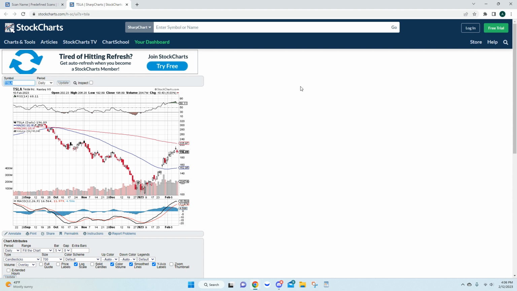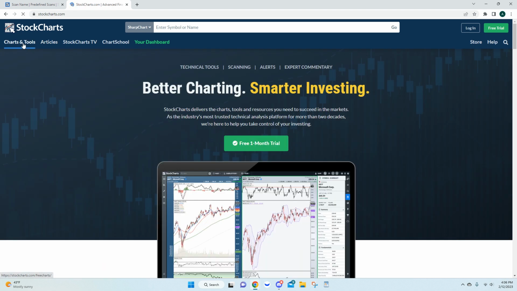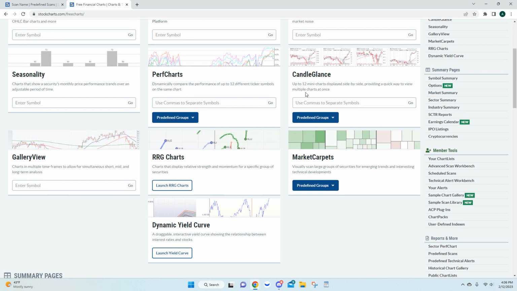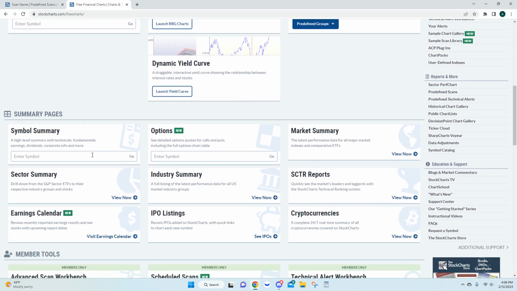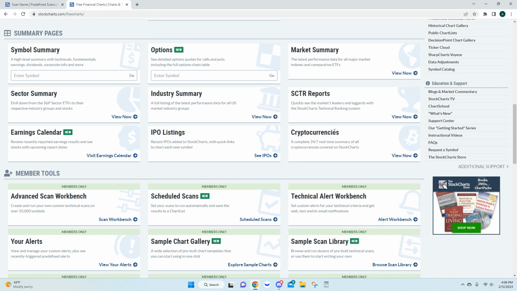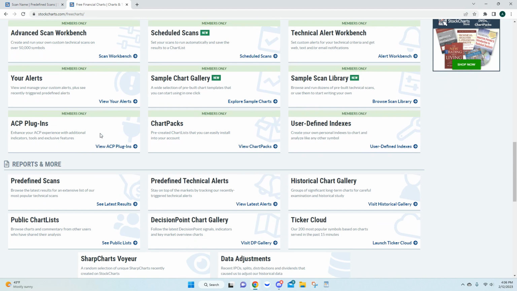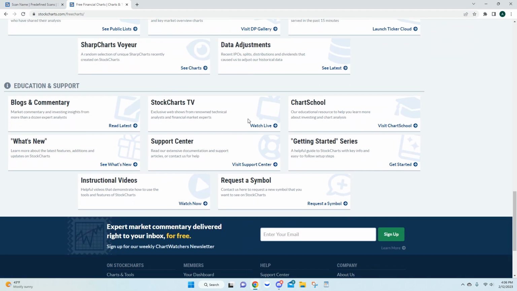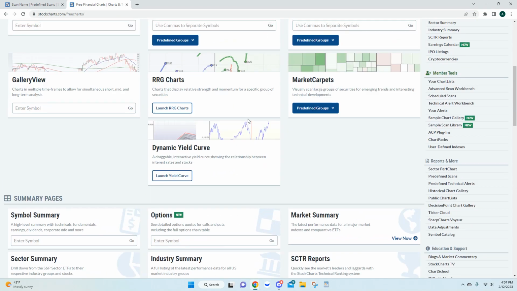So that is kind of just the small breakdown here for stock charts. And again, this is a free website. Feel free to check it out, and you can check out all these other little areas too. They have market summaries, some stuff on crypto, an earnings calendar, and some other stuff here. So it's a nice little free tool to use.